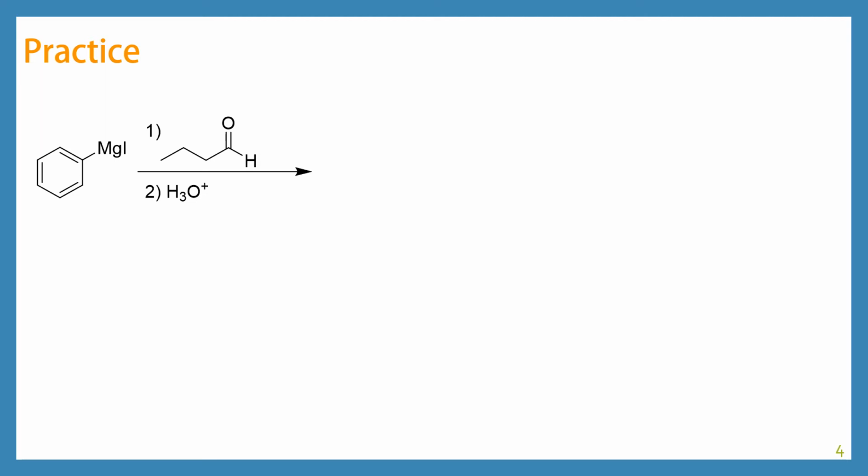Okay, so in this one, the Grignard reagent is already formed for us. So we're going to take our Grignard. The electrons between the carbon and the magnesium are our nucleophile, and we're attacking the carbonyl carbon. And we're going to push the electrons up onto the oxygen.